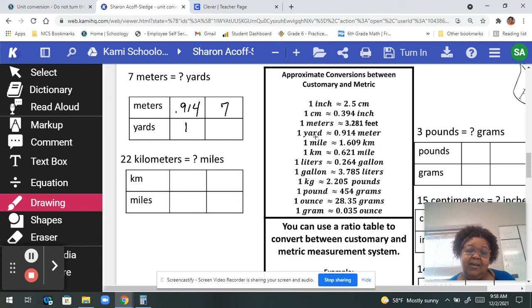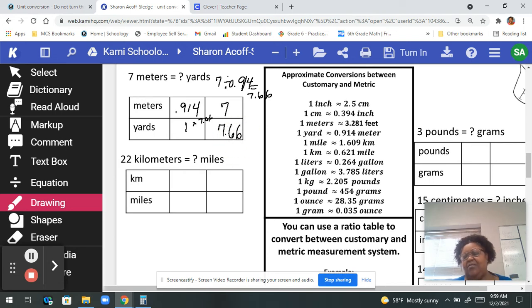So I go in my calculator and I do 7 divided by 0.914, because I am not doing that by hand. And it rounds off to 7.66. So I multiply this 1 by that. So 7 meters is 7.66 yards.